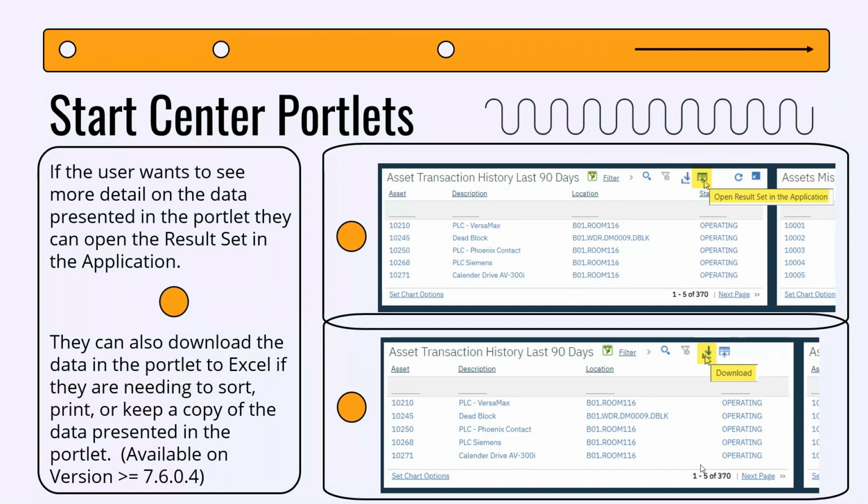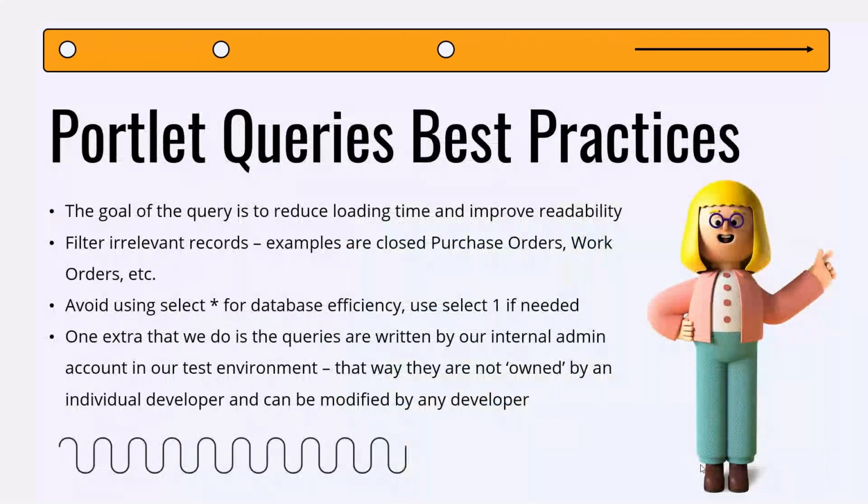Okay, next slide, please. Here are our portlet queries and their best practices. The goal of the query is to reduce loading time and display the needed information to the user quickly. To effectively do this, it's best to filter irrelevant records. Some examples of irrelevant records are closed purchase orders, closed work orders, things like that.